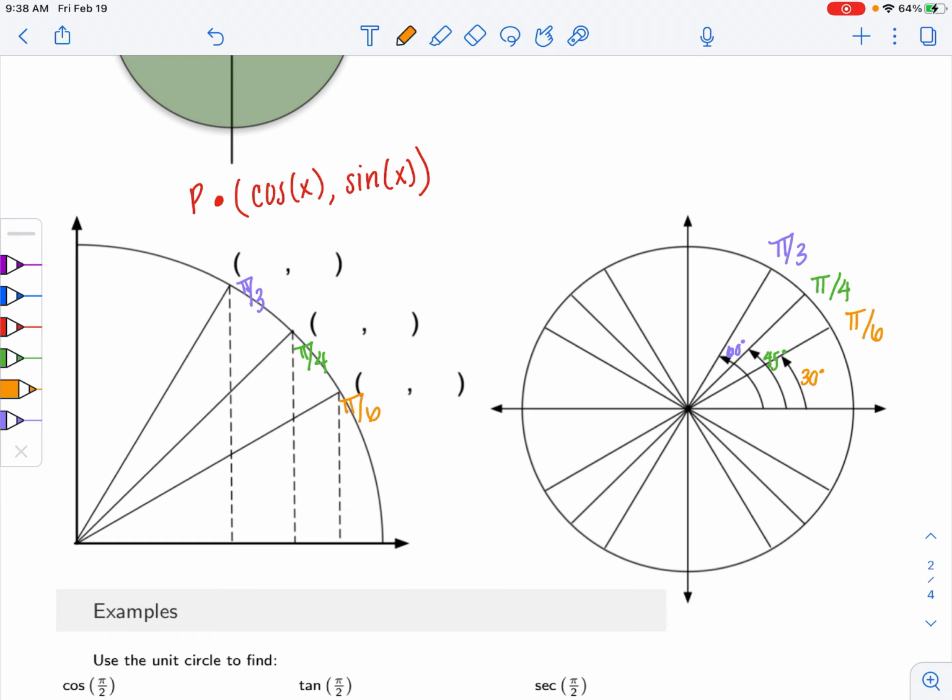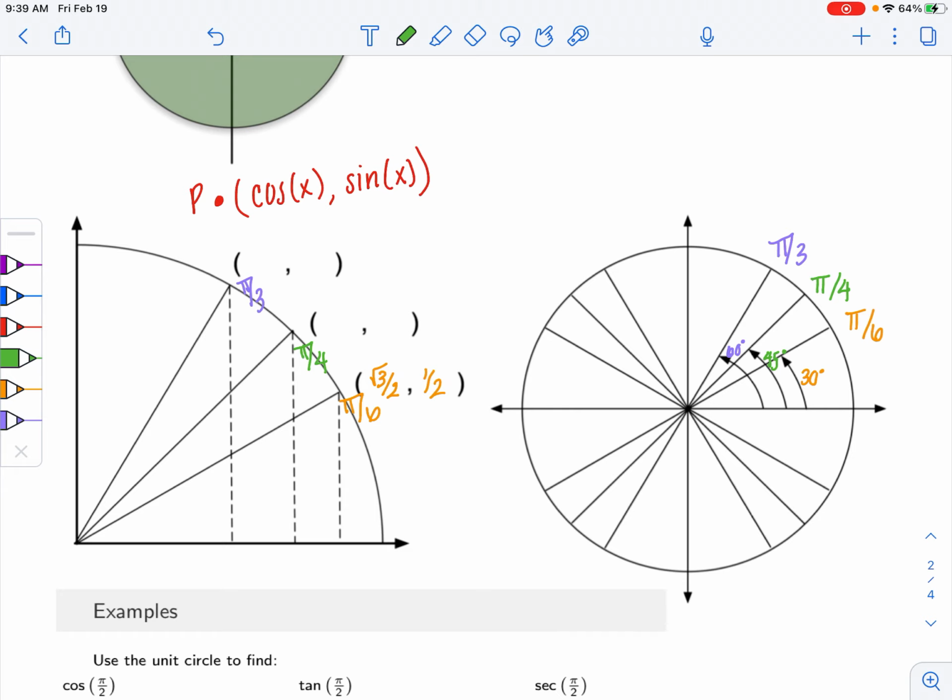Because of our knowledge of perfect right triangles, we have our 30, 60, 90, 45, 45, 90, or pi thirds, pi sixth, 90, pi over 4, 90. It's the same. So cosine of my 30 degrees, or pi sixth, is root 3 over 2. Sine is 1/2. The cosine of pi sixth is root 3 over 2. The sine of pi over 6 is 1/2. If you prefer to look at it as the cosine of 30 degrees, you'll still get root 3 over 2. You'll still get those values.